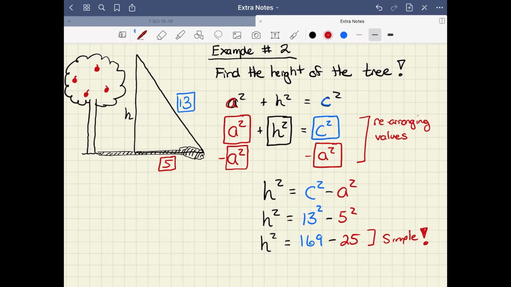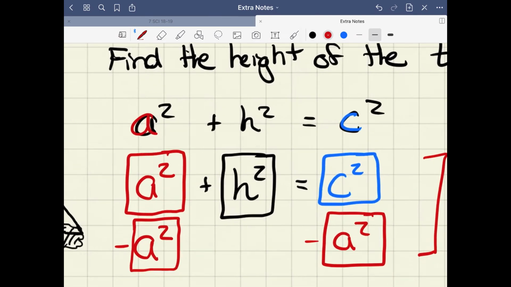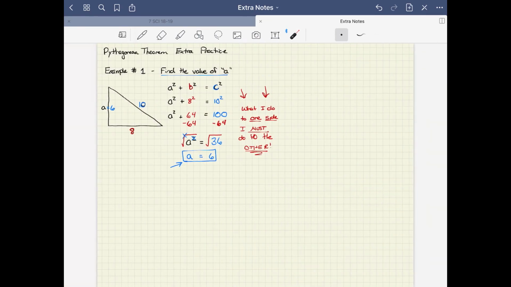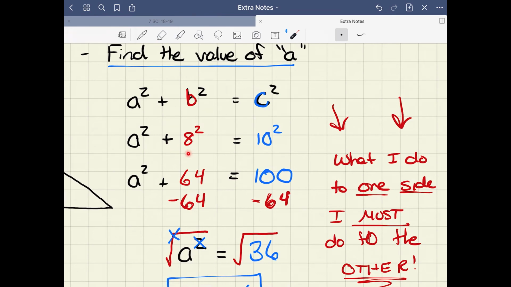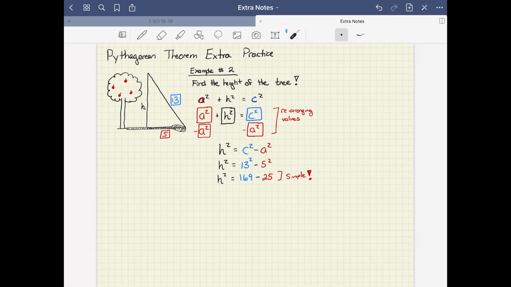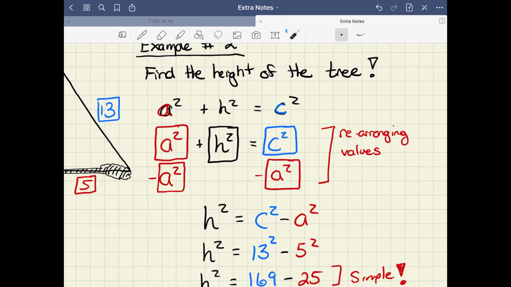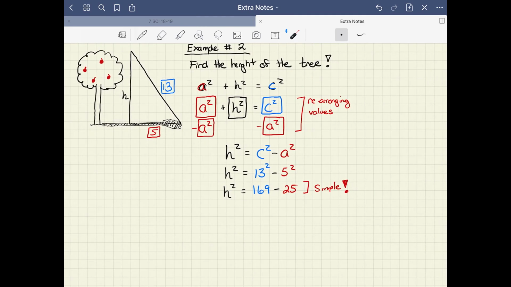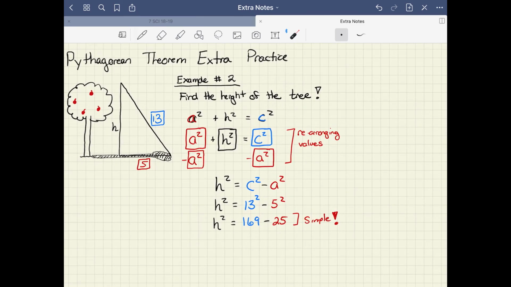If you think that's too confusing, you can plug in the values for a and c and work the problem like we did in example 1, where we plugged in the values for a squared, or 8 squared and 10 squared, figured out that was 64 and 100, then subtracted. So you really have two choices here. You can rearrange the equation first, like I did here, and it makes the math simple later on, or you can plug in the numbers early on and solve.